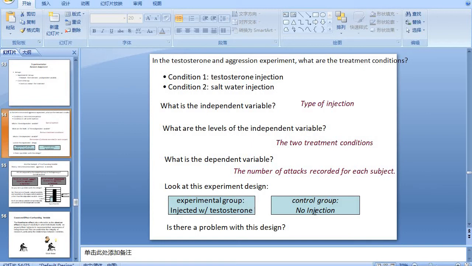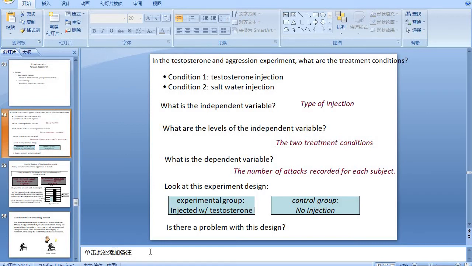Yeah, there's a problem. There's a confounding variable. The two groups differ not only in one way. They not only differ in testosterone level, they also differ in receiving the needle or not, the needle prick. The experimental group is not only higher in testosterone, but they also receive the needle injection. Suppose you find a difference in aggression between the two groups. The experimental group is more aggressive.